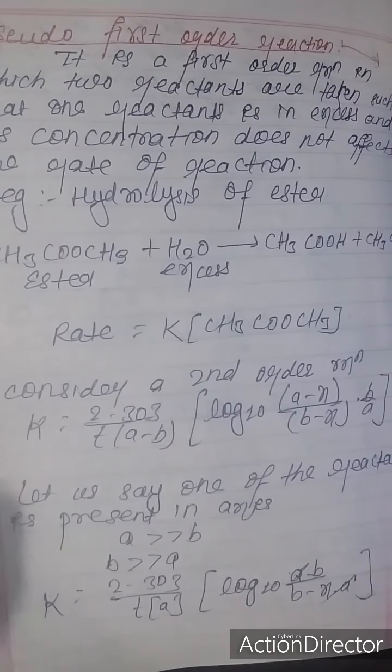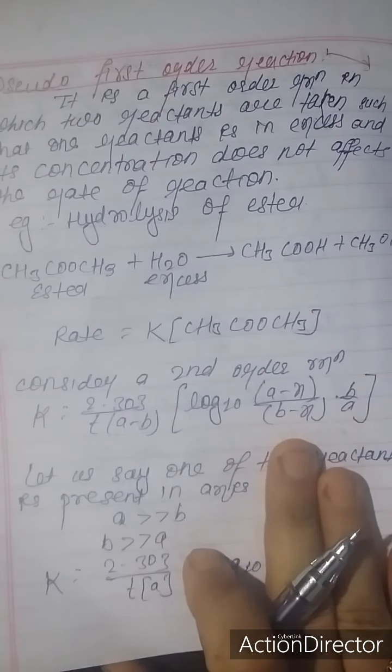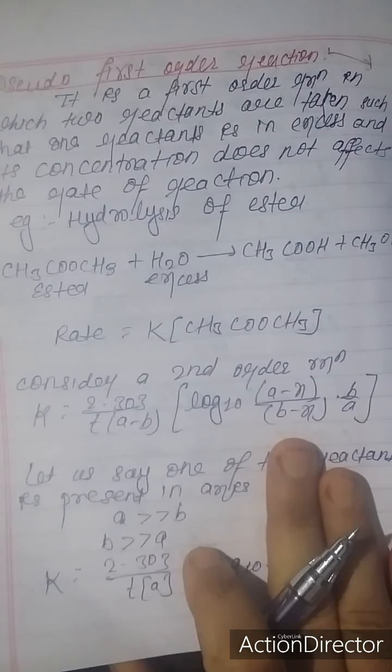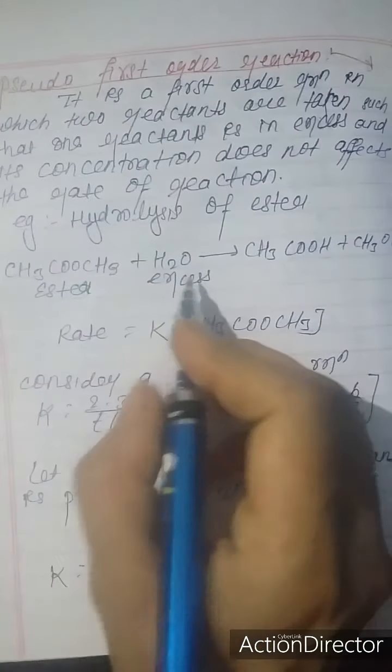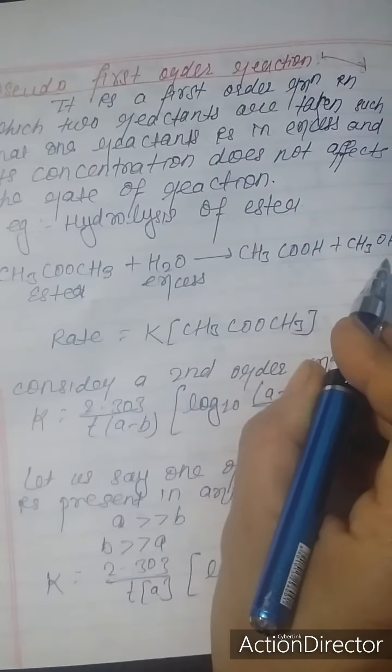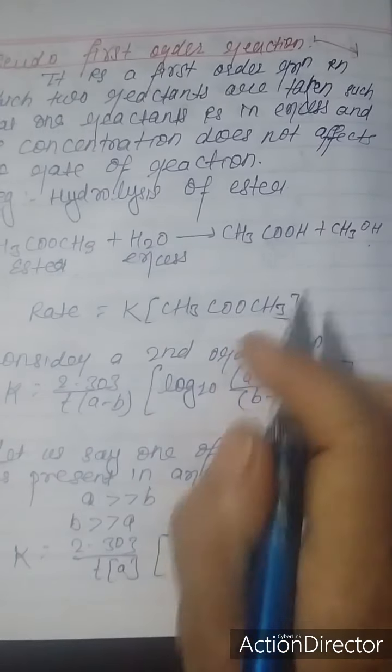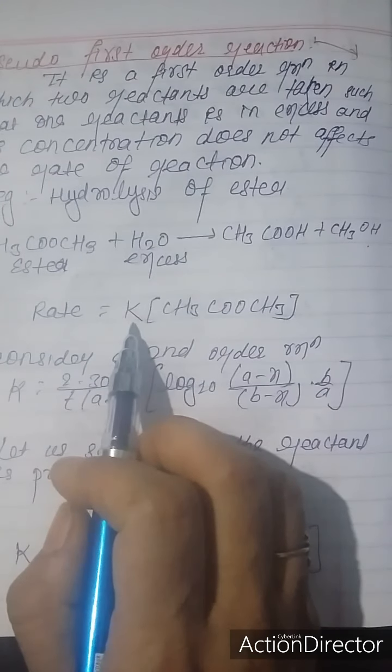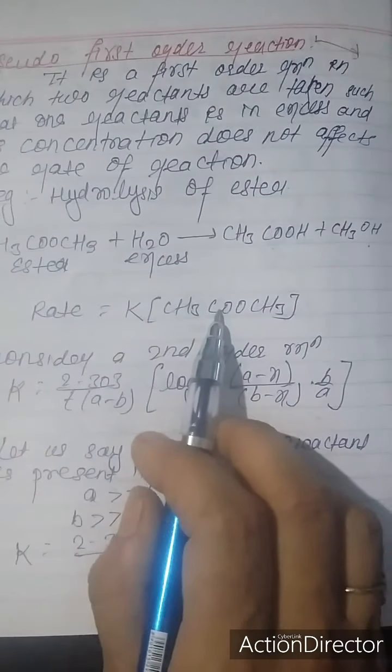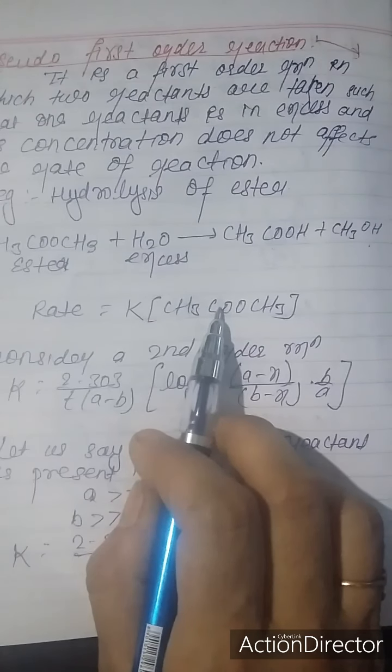Now let us talk about the pseudo first order reaction. It is a first order reaction in which two reactants are taken in such a way that the concentration of one reactant is in excess, and its concentration does not affect the rate of reaction. So the rate of reaction here is depending only on one reactant. That is why it is known as a first order reaction. Let us consider the hydrolysis of ester. So ester on hydrolysis gives you acetic acid and alcohol. So the rate of reaction here will be K, concentration of only ester. So that is why it is known as a pseudo first order reaction.